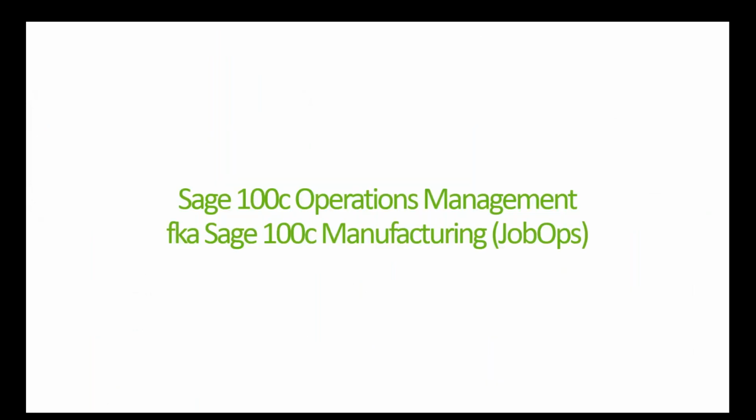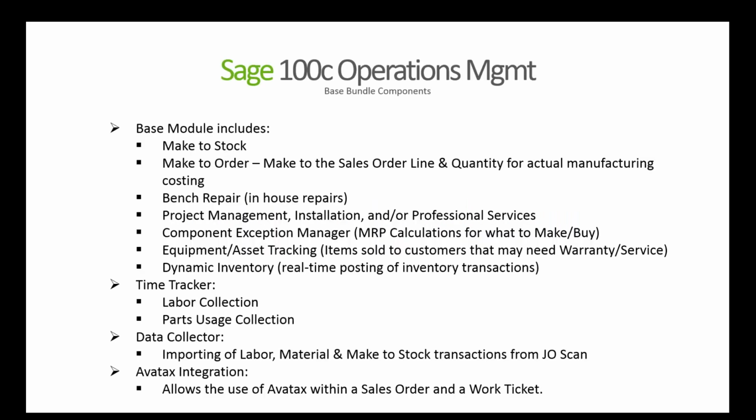All right, just a little bit of overview on operations management, and then we're going to try to wrap up here so we've got time for questions. On the Sage price sheet, in the base product, everything you see on this slide comes with every user license. They can do all of this functionality within that user price. So the base module: make to stock, make to order, your bench repair, project management, the component exception manager, equipment asset, and the dynamic inventory. All of that comes in the module, as well as the time tracker, the data collector, and the Avatax integration. So when you even place an order for one user, you get all of this functionality on your system.